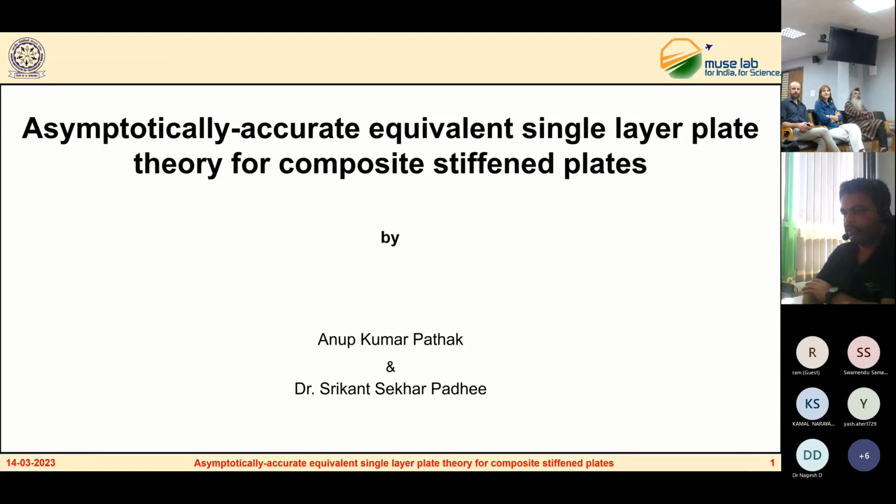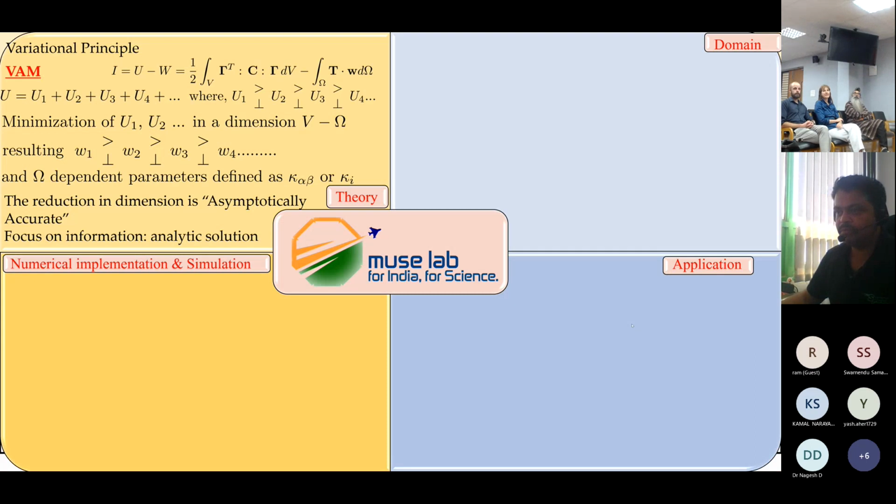Okay, sir, ma'am and audience, it is a privilege to be back at ISC, of course, in virtual mode. Along with me, Anup is there. He is working on this asymptotically accurate equivalent single layer plate theory. I joined IIT Ropar a long time back, and since we are a new institute, we got a lot of young people who started collaborating. Overall, I am heading this Muse lab, and this audience doesn't need an introduction of VAM.